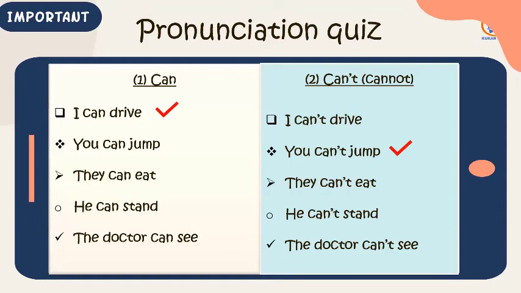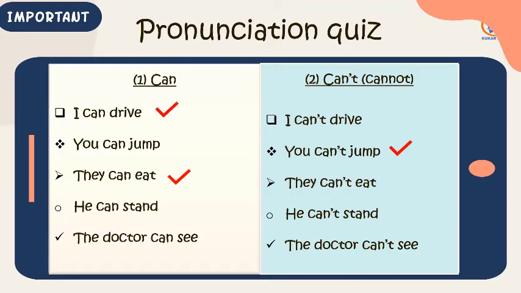Okay, sentence number 3. They can eat. What is your answer? Correct. The answer is number 1. I use can. Then let's have a look at number 4.